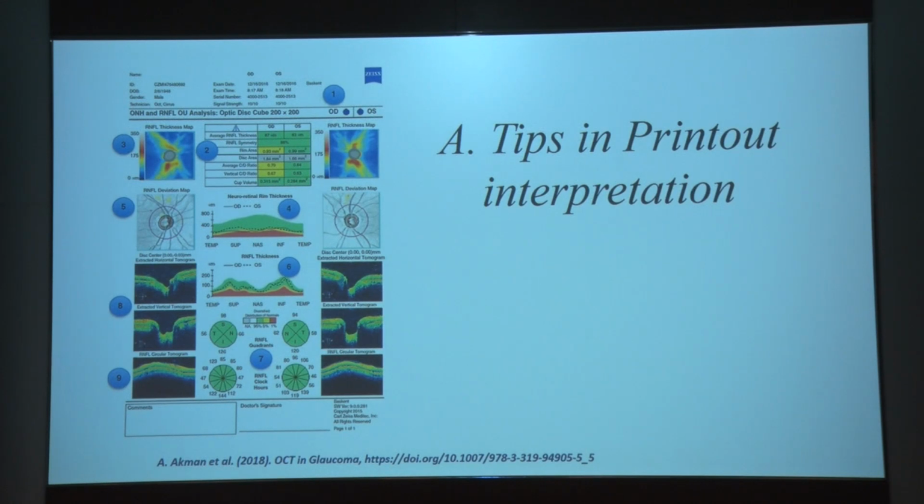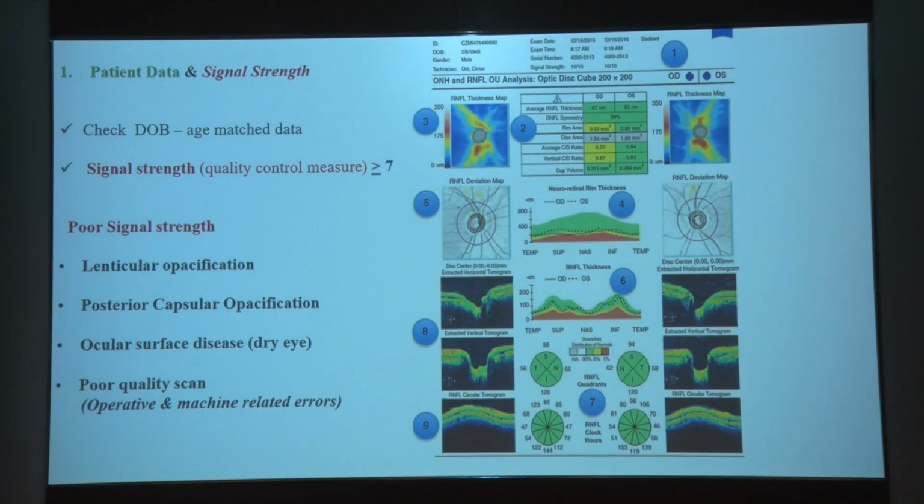Let's talk about the printout. This is what you'll get in the Viva, in the exams, so you should know how to read that. First one, obviously, is the patient data and signal strength. Just like visual field, you have to have the correct patient name. Signal strength is important because that's a quality control measure, and many machines have different figures. Usually it's 7 to 8. Less than that means either media opacity, poor fixation or operator error, and you should not take that printout into account. Poor signal strength is usually a PCO or ocular surface dry eye. Dry eye is extremely common in glaucoma patients, so put a lubricant drop if you are getting poor signal strength repeatedly. Ask the patient to blink and then try to do the OCT again.